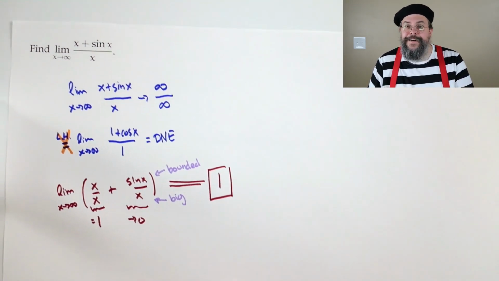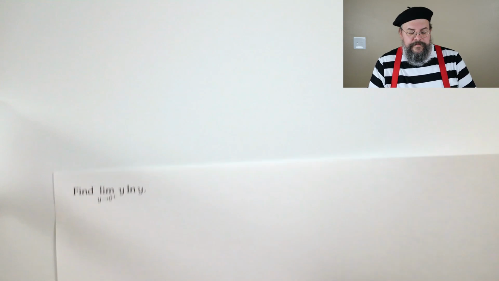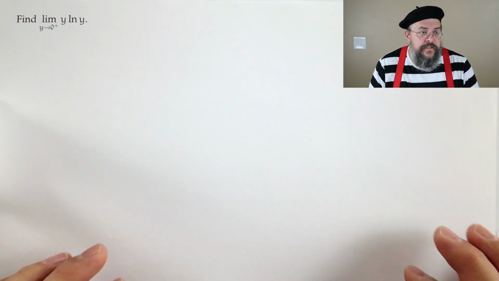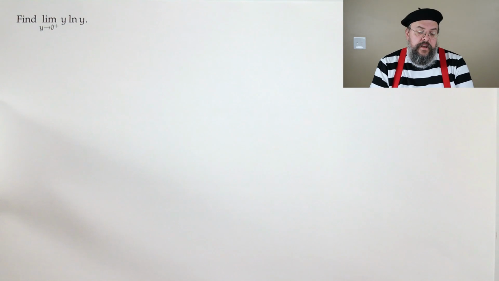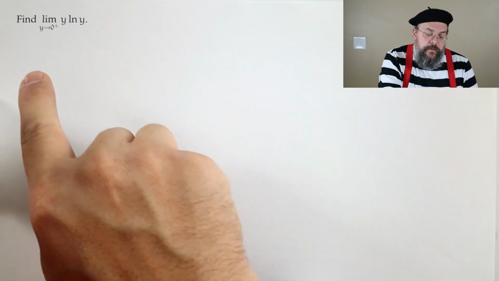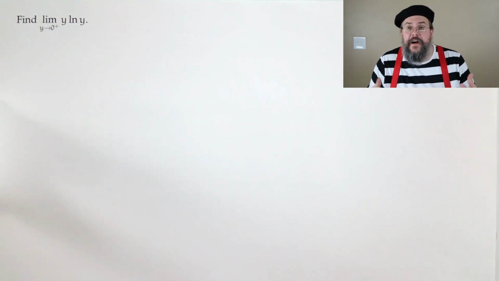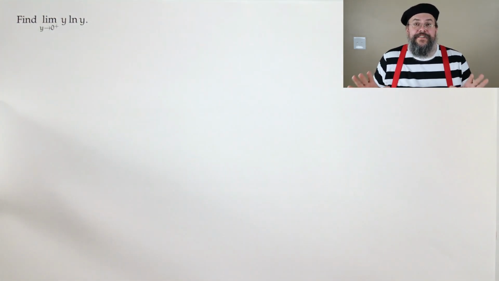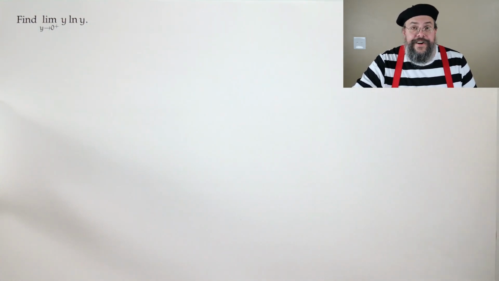Okay, good. Let's try some more problems. Another problem: find the limit as y goes to 0 from above of y times log of y. The nice thing is, going to 0 from above means we're always plugging in a positive number, which is good because we have a log involved. We never want to plug a negative number into a log, because you can't do it, at least not in our class.